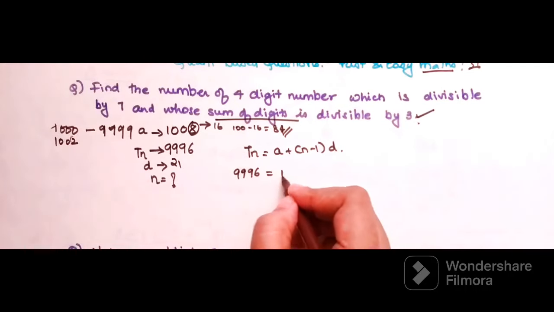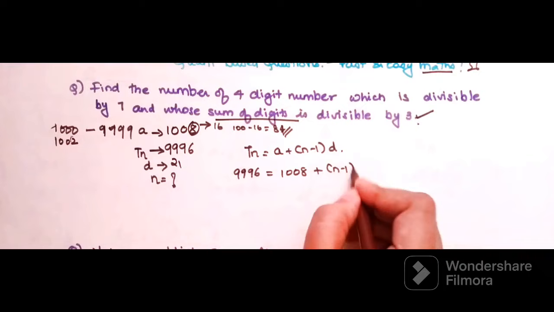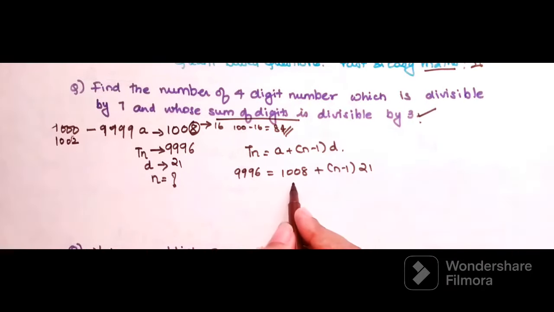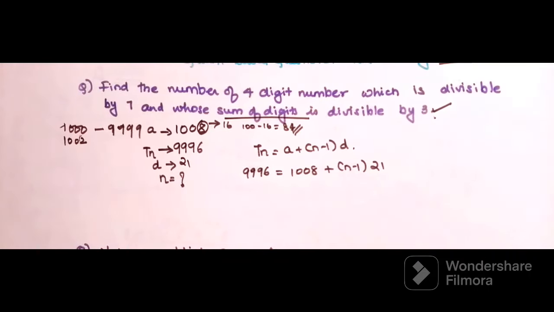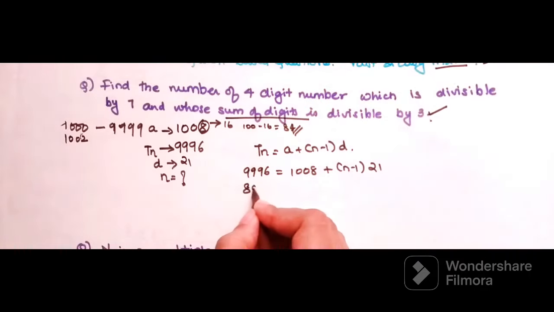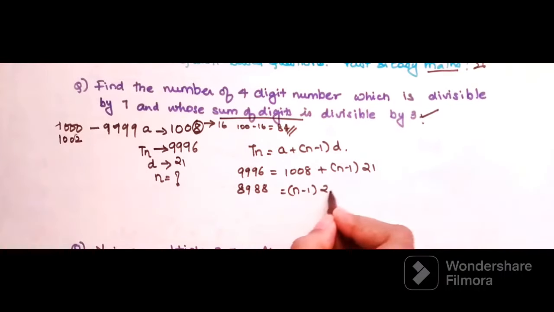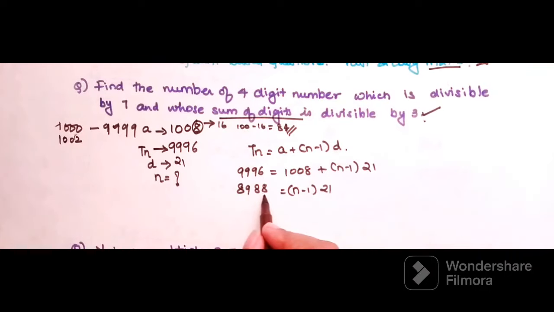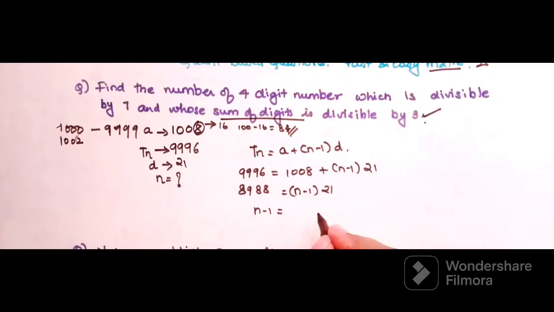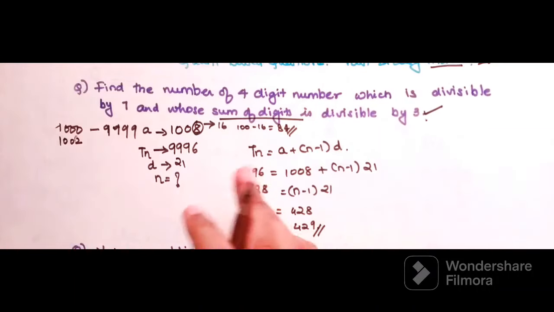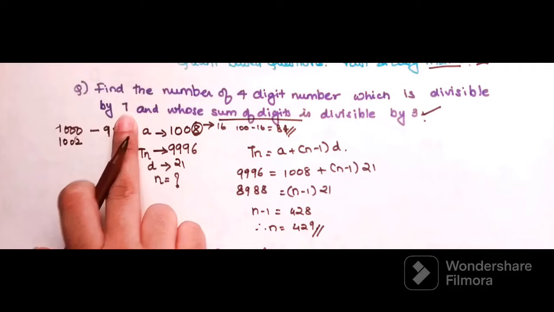So now 9996 is equal to 1008 plus (n minus 1) into 21. When you subtract 1008 from 9996, what you get is 8988, and that is equal to (n minus 1) into 21. When you divide 8988 by 21, you get n minus 1 as 428. Therefore, n is equal to 429. Meaning, you will have 429 such numbers which are 4-digit and divisible by 7 as well as 3.